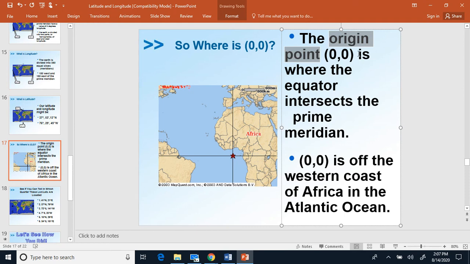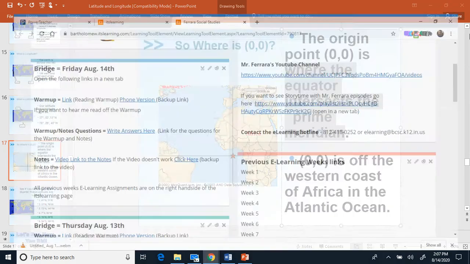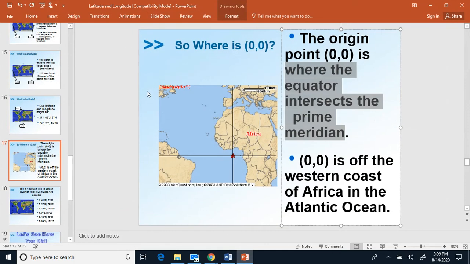Go ahead and make a 1, and we're going to write down where the equator intersects the prime meridian. So number 1, where the equator intersects the prime meridian. So that's the origin point, where the equator intersects the prime meridian. That's number 1.